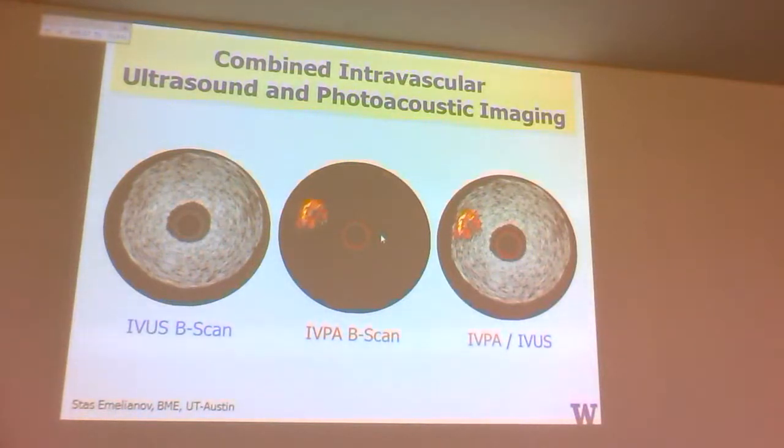They should have called it PAUSE, but they didn't. That's all right. So they have IVPA/IVUS, but it's in there.